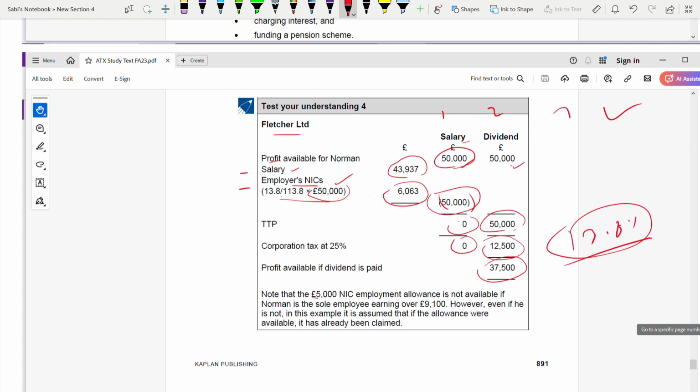In this case, the 5,000 NIC employment allowance is not available. Why? Norman is the sole employee earning over this much, 9,100.